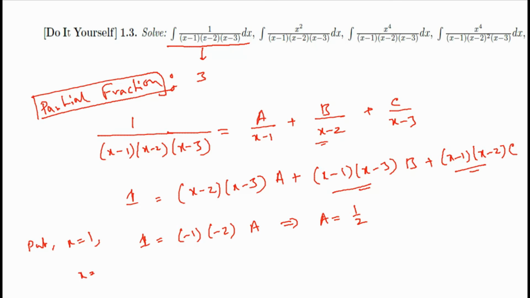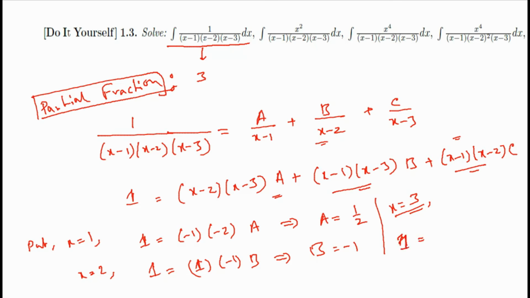Again, if you put x equal to 2, then let's see what happens. So 1 equal to... this part and this part will get cancelled, so only the b part will be there. So 1 equals 1 into minus 1 into b, that means b equals minus 1. And if you put x equal to 3 here, then the a and b parts will be 0, and you will only have the c part. So 1 equals (3 minus 1) into (3 minus 2) into c, that is 2 into 1 into c, so c equals 1 by 2. So the values are a equal to half, b equal to minus 1, c equal to 1 by 2.